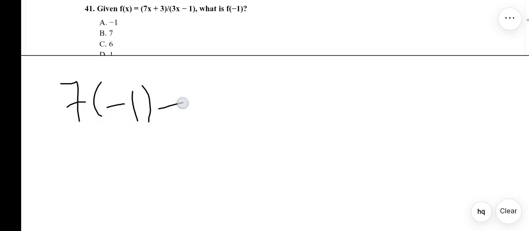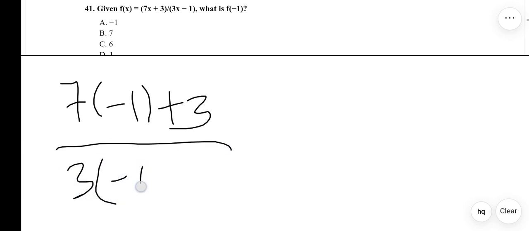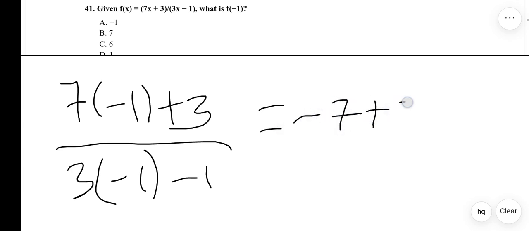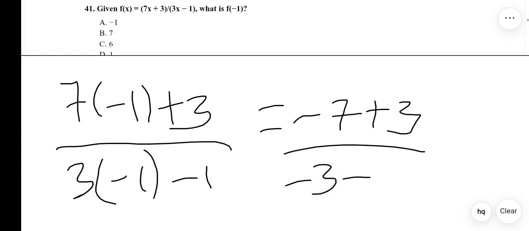So here, s is there, so I change it to minus 1. All over 3 times minus 1. Then this minus 1. So 7 times minus 1 will give me minus 7. With this plus 3. 3 times minus 1 will give me minus 3. So minus 3 minus 1.